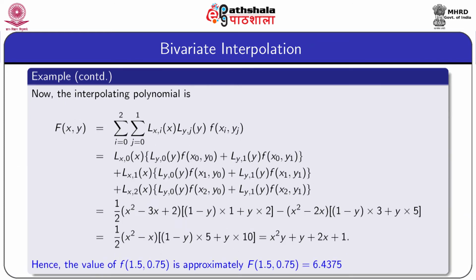Hence, the value of f at x equal to 1.5 and y equal to 0.75 is approximately equal to capital F of 1.5 comma 0.75, and using the value of x equal to 1.5 and y equal to 0.75 in the above expression, we get the approximate value as 6.4375. So this is the approximate value of small f when x equal to 1.5 and y equal to 0.75 obtained from the above expression.